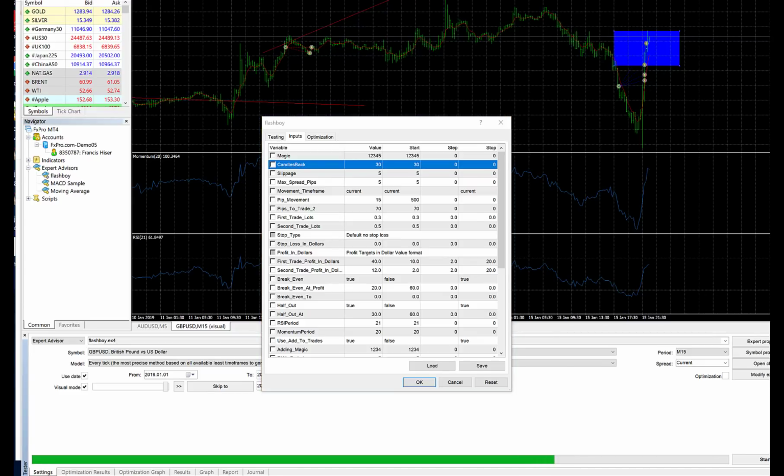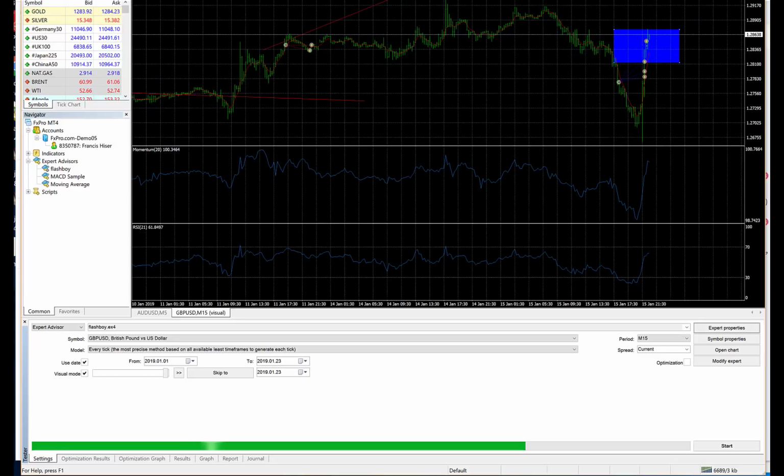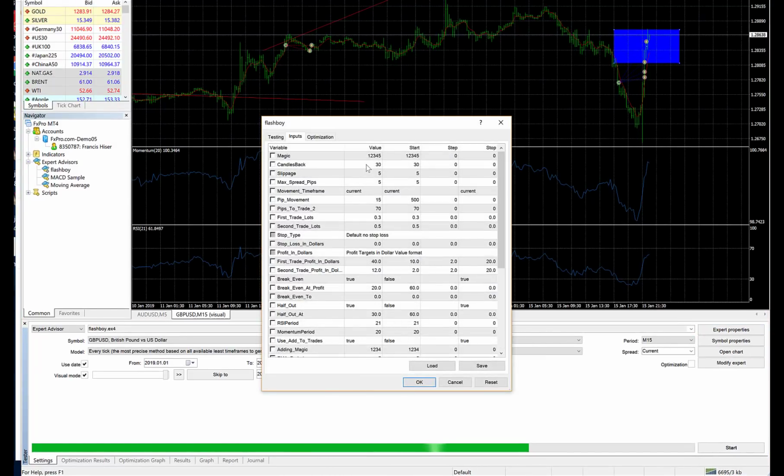And let me pull in the window here on Metatrader so that we don't have a problem later on. Okay. There we go. So the maximum candles back, it looks, is 30. We have slippage of 5 and spread of 5, so if the market's moving really fast, it won't take a trade if it can't get in at the price we want.